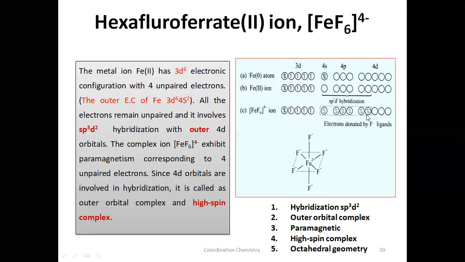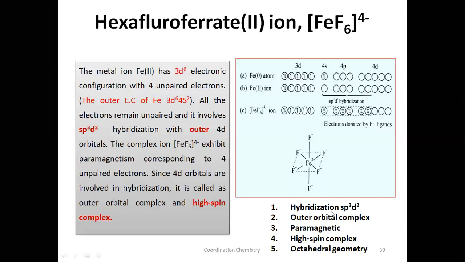Which orbitals are involved? 4d orbitals are involved in the hybridization. So hybridization is sp3d2. Since 4d orbitals are involved here, it is an outer orbital complex. Are there any unpaired electrons here? See here, 1, 2, 3, 4. There are 4 unpaired electrons, therefore this is paramagnetic. Since there are 4 unpaired electrons, this has a very high magnetic moment, therefore this is a high spin complex.